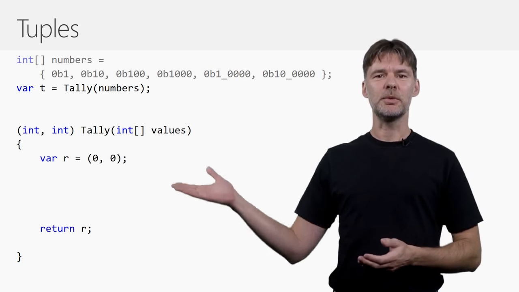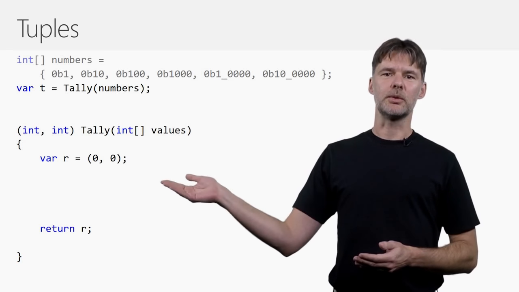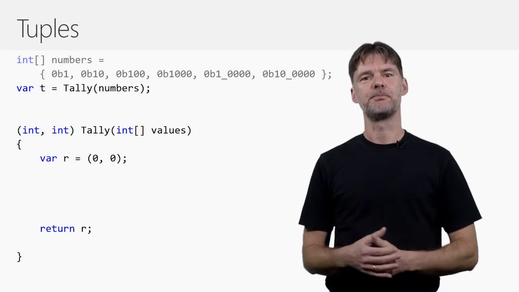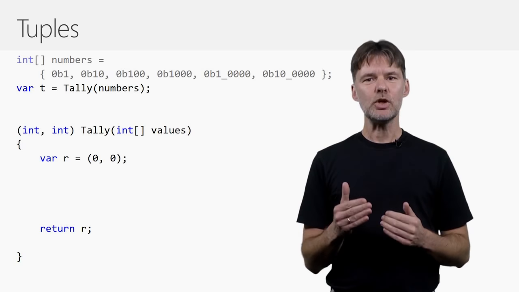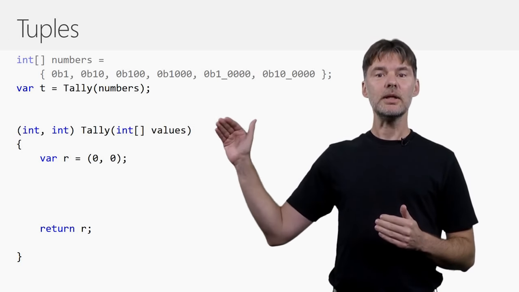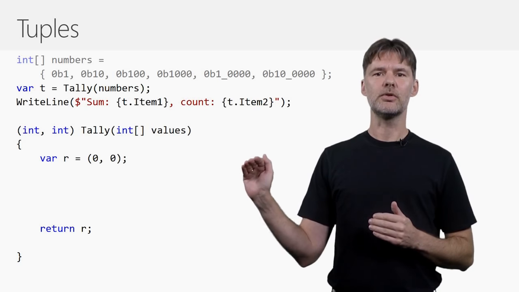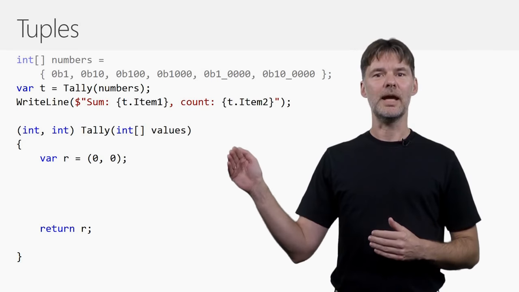Let's start with a dummy implementation of the method. Here I create a tuple value using a tuple literal. It consists of two zeros, again in parentheses, which we promptly return. In a little bit, we'll implement the method for real. For now, let's go back to the caller of tally and look at the different ways you can consume a tuple. All tuples have members named Item1, Item2, and so on that I can use here to get the sum and the count.